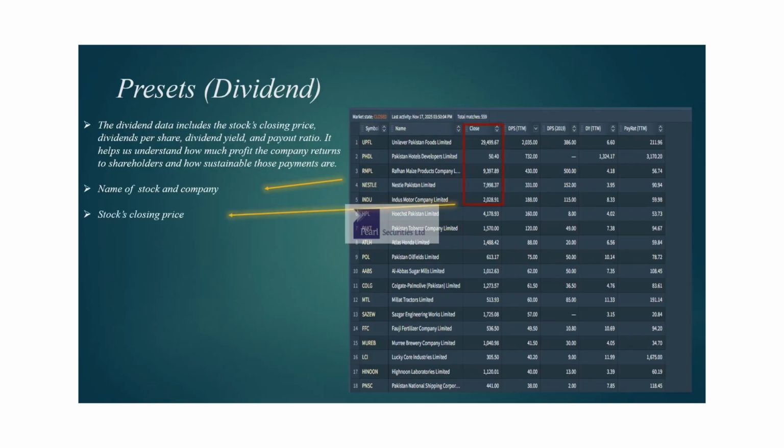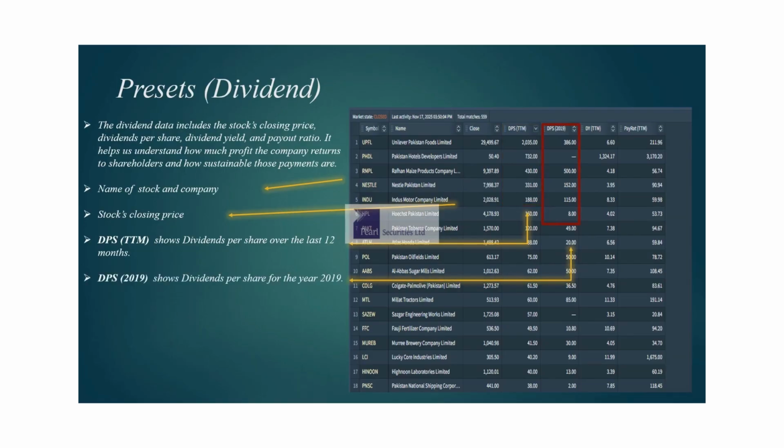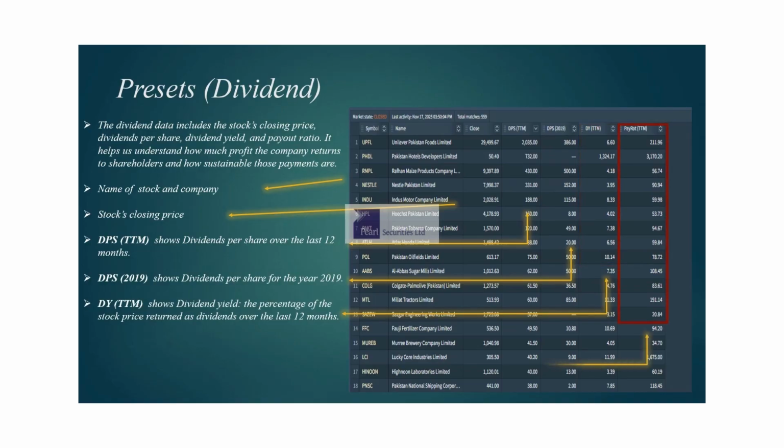Stock's closing price. DPS/TTM shows dividends per share over the last 12 months. DPS 2019 shows dividends per share for the year 2019. DYTTM shows dividend yield, the percentage of the stock price returned as dividends over the last 12 months. Payout ratio TTM shows the portion of net profit paid to shareholders as dividends over the last 12 months.